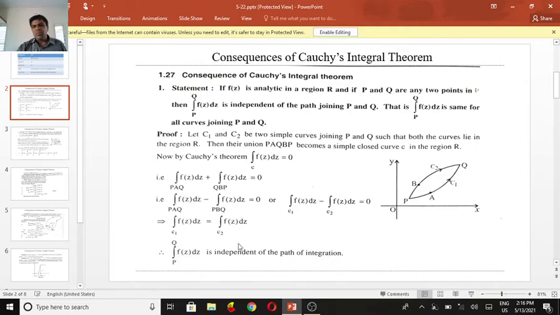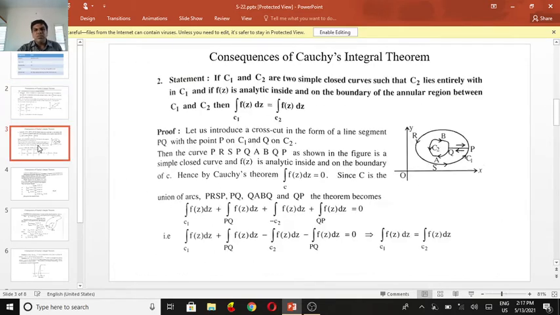So the integral from P to Q of f of z dz is independent of the path of integration. See, this is the curve and the direction, and the Cauchy theorem says the region is the xy region. The curve PAQ I call C1, and in the same region, QBP I call C2. With this direction, the total integration is 0. So the integral from P to Q of f of z dz is independent of the path of integration.